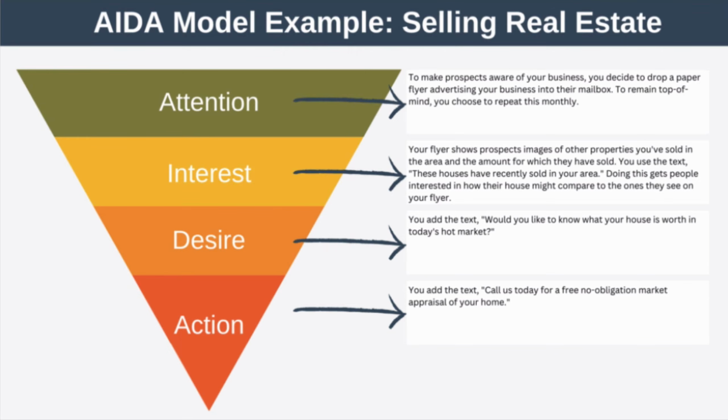To get prospects interested in what you offer, your flyer shows images of other properties you've sold in the area and the amount for which they've sold. You use the text, "These houses have recently sold in your area." By doing that, it's going to get people interested in how their house might compare price-wise to the ones they see in your flyer. To create desire, you add the text, "Would you like to know what your house is worth in today's hot market?" And finally, to get them to take action, you add the text, "Call us today for a free, no obligation market appraisal of your home."